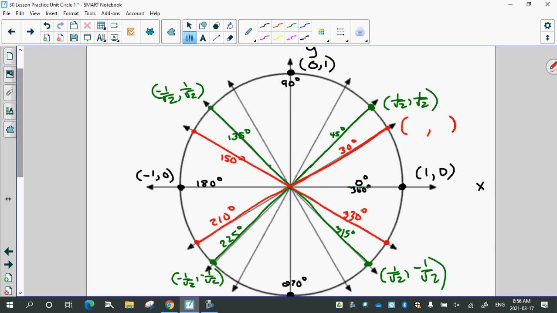So this is my 30 degree right triangle. Remember, the longer side is root 3 over 2, so it's longer in the x and shorter in the y. So the ordered pair would be root 3 over 2, then up 1 half. And then over in the second quadrant to get to 150, I'd have to go negative root 3 over 2, and then up 1 half to get to this point right here.